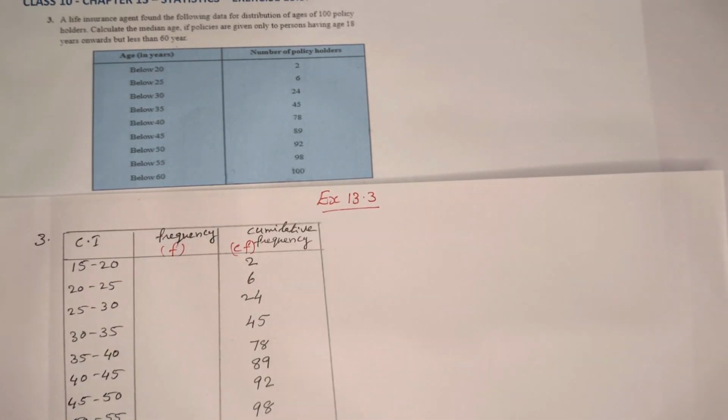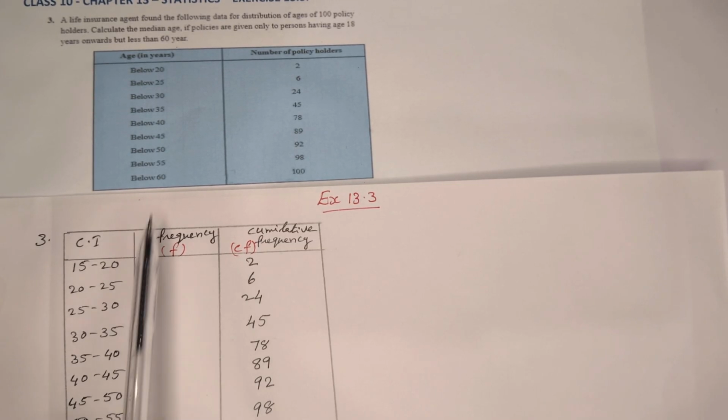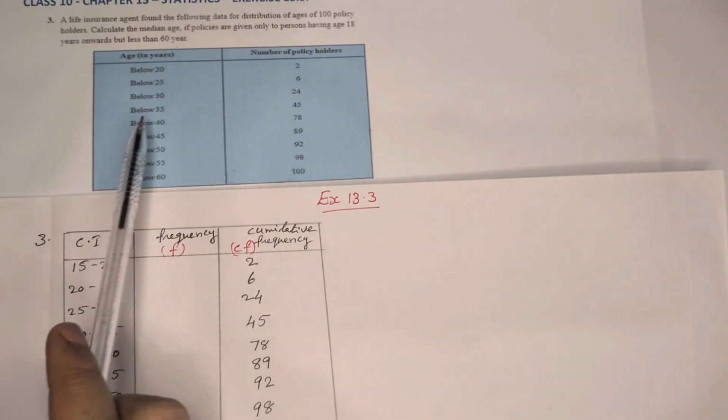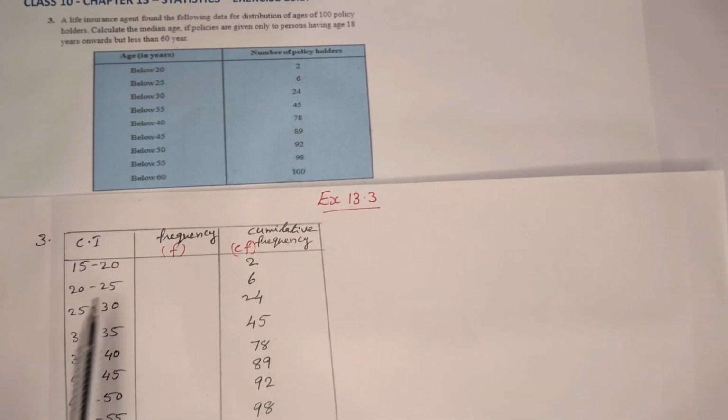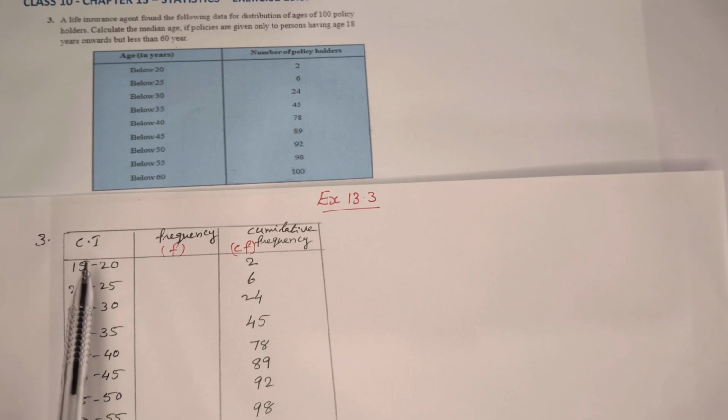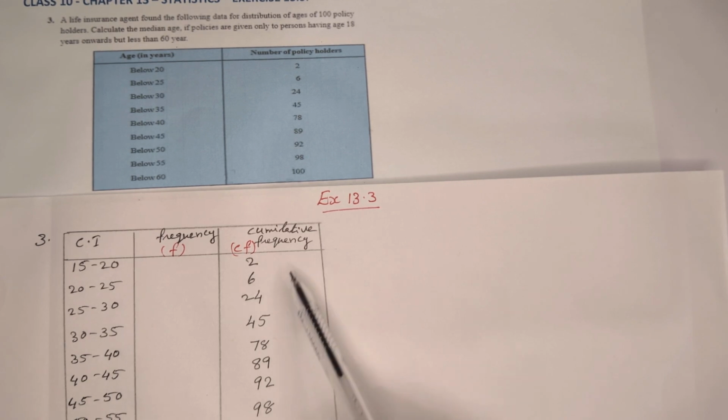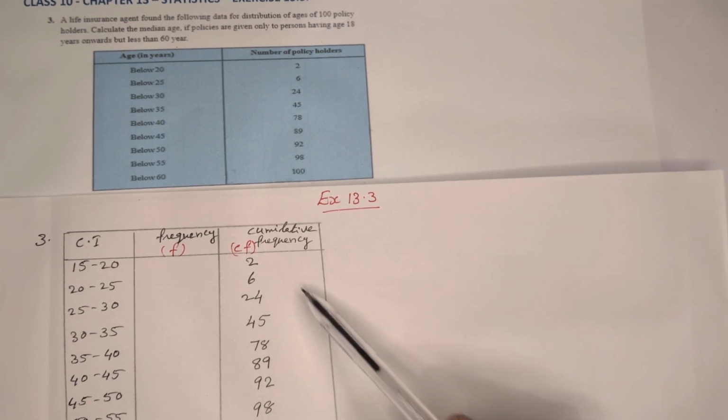Third question. A life insurance agent found the following data for distribution of ages of 100 policy holders. Calculate the median age if policies are given only to persons having age 18 years onwards but less than 60 years. So here it is given below 20, below 25, etc. We can take that as class intervals 15 to 20, 20 to 25, 25 to 30, etc. And the less than cumulative frequency is given in the question.